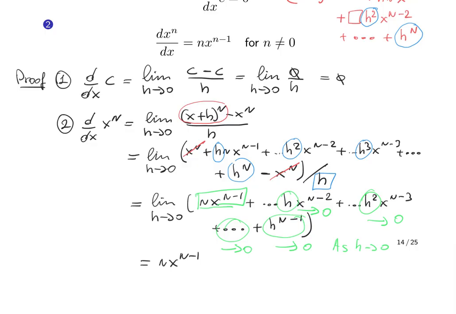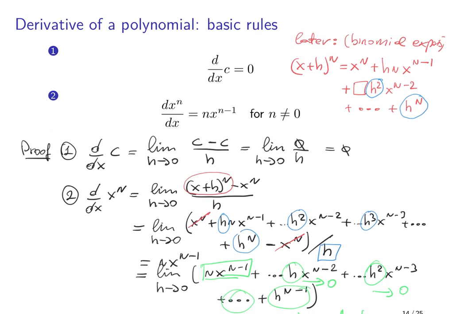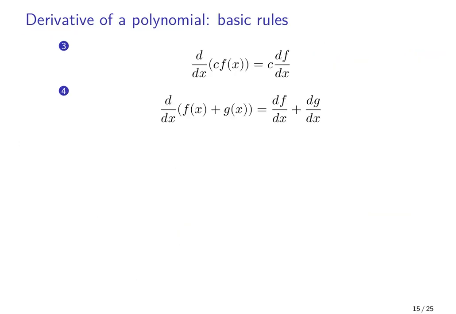Rule number 1 says if you have a constant, then the derivative of that constant is always 0. Okay, moving on. Some more rules that we can use to our advantage. If we take the derivative of c times a function, the c can come out of the derivative and we get c times the derivative of the function.